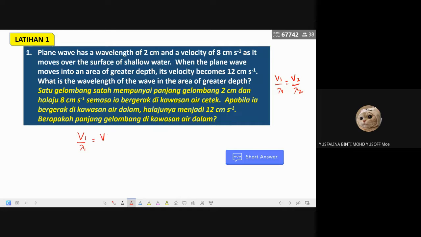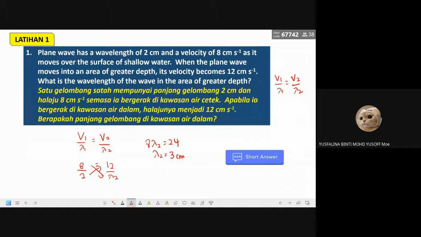Remember for the calculation problem, you have to show the formula. V is velocity, which is 8, and wavelength is 2. At the deeper area, the velocity becomes 12, so 12 lambda 2. Just cross multiply: 8 lambda 2 equals 24 lambda 2... 24 divided by 8, 3 cm.